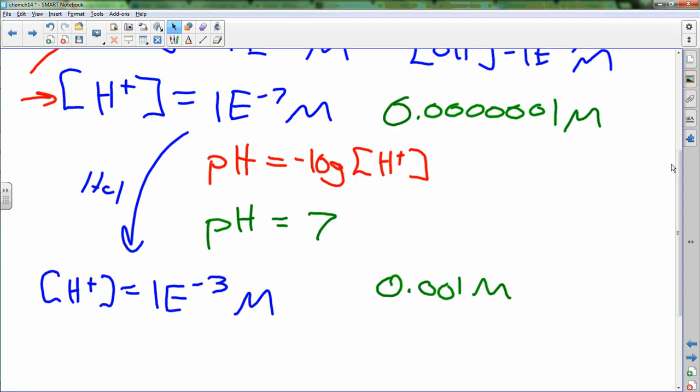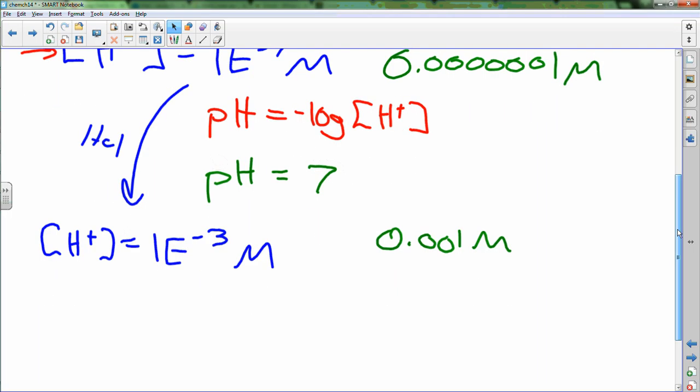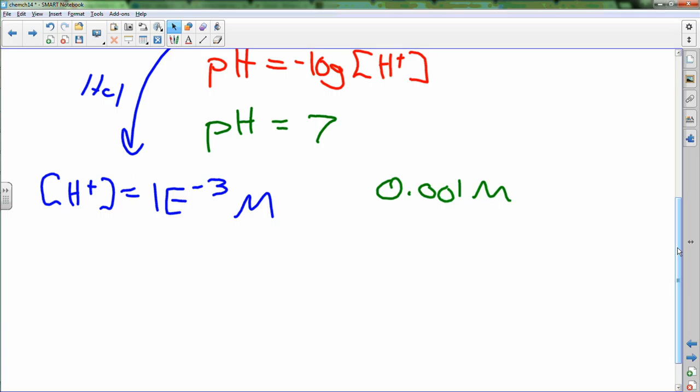So what would be the pH of that? What do you get when you take the negative log of 1e to the negative third? You get 3. Okay? So here the pH is 3.